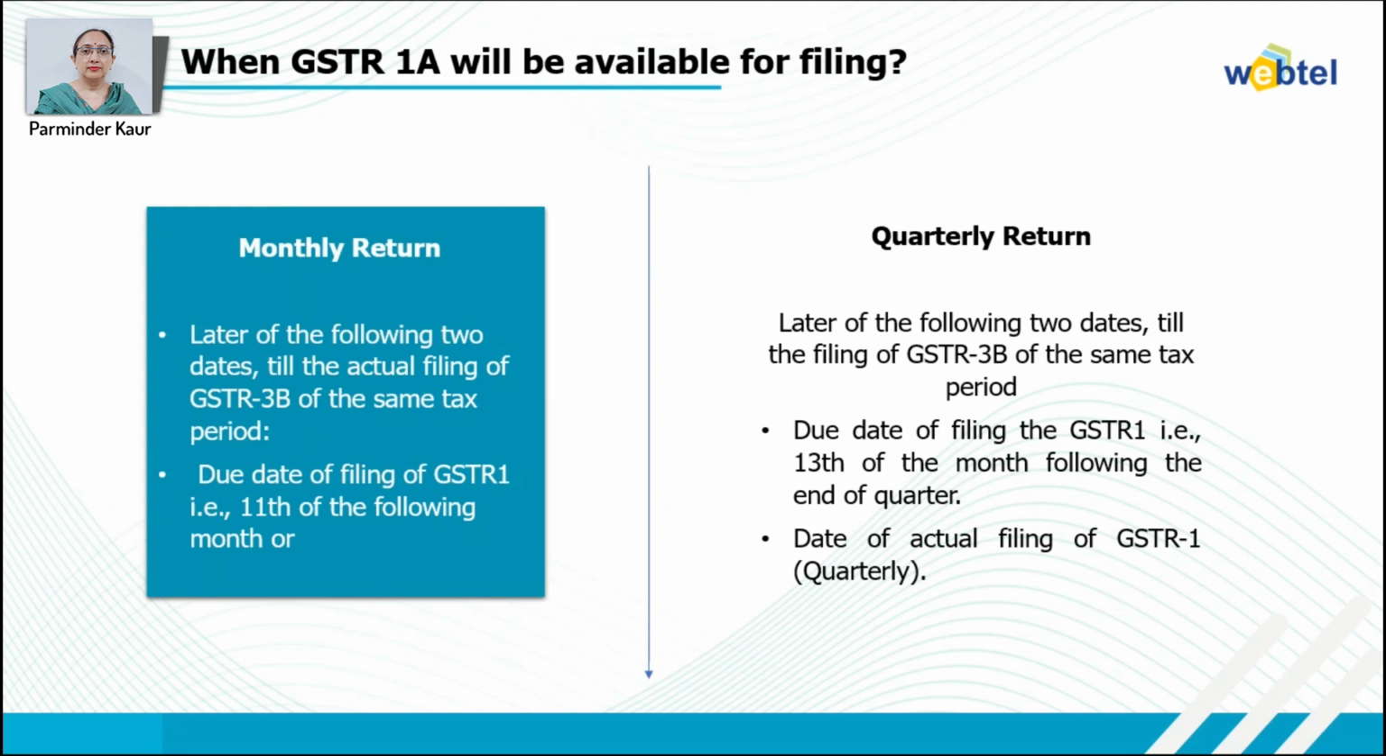When will GSTR 1A be available for filing? GSTR 1A will be open for the monthly filer from the later of the following 2 dates till the actual filing of GSTR 3B of the same tax period: the due date of filing of GSTR 1, that is the 11th of the following month, or the date of actual filing of GSTR 1. In another scenario, GSTR 1A will be open for the quarterly filer from the later of the following 2 dates till the filing of GSTR 3B of the same tax period: first, the due date of filing of GSTR 1, that is the 13th of the month following the end of the quarter; second, the date of actual filing of GSTR 1, that is quarterly.